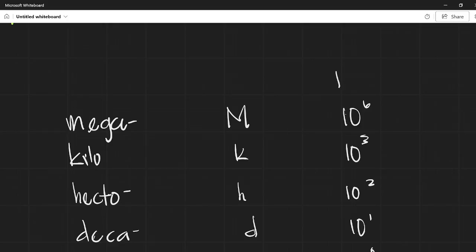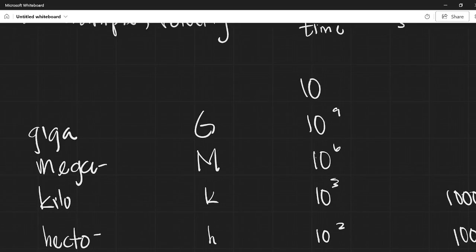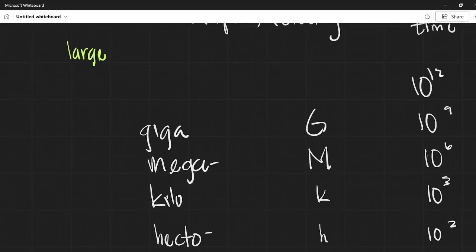The next one, 10 to the 9, now we're going by 3 orders of magnitude, right? We went from 3, 6 to 9. And then you can probably guess what the next one is going to be as well. But this one is giga, and this is notated with a capital G. The next one is tera at 10 to the 12.